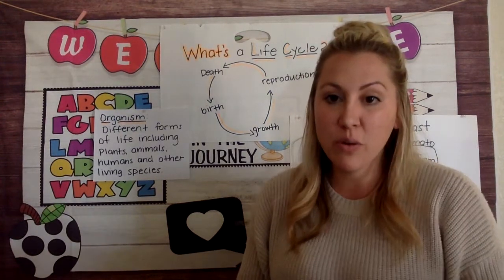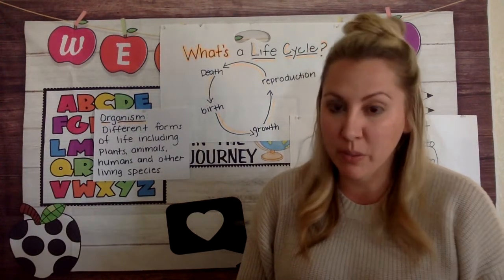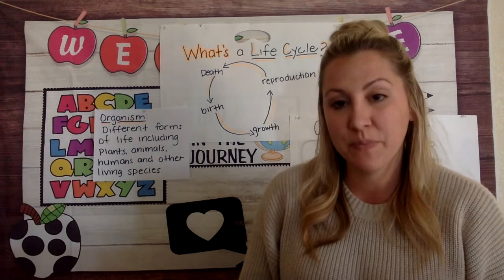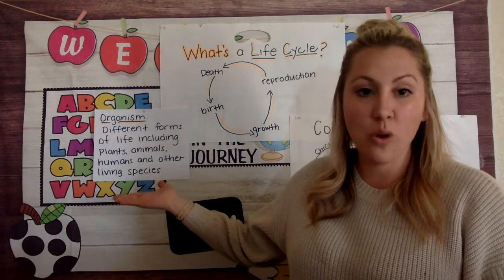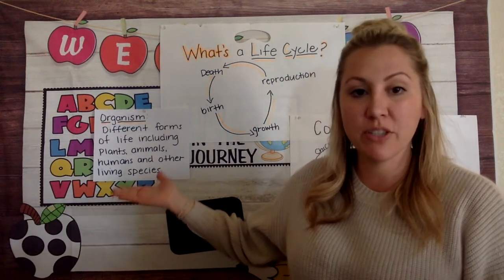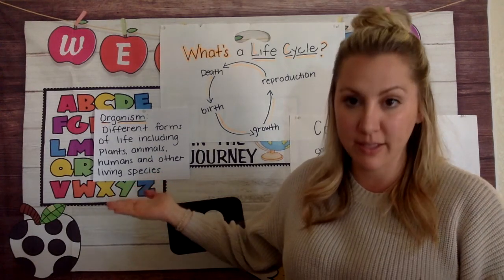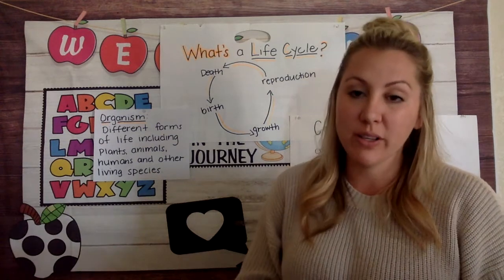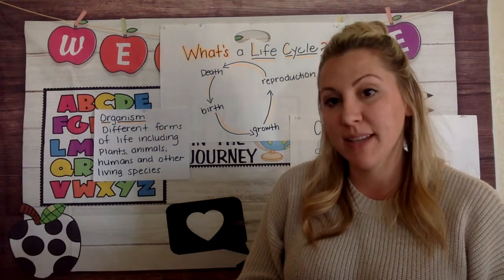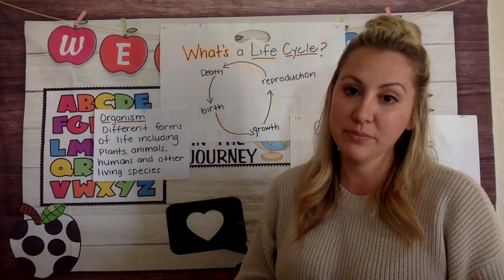So I want you to grab your science journals and be ready to follow along with me and take notes. Okay, so first let's go over some scientific vocabulary words that we're going to be using during this lesson. So first of those is organisms. Organisms are different forms of life, including plants, animals, humans, and other living species. So we are organisms, animals are organisms, and plants are organisms.